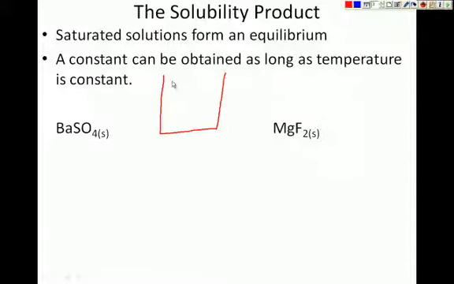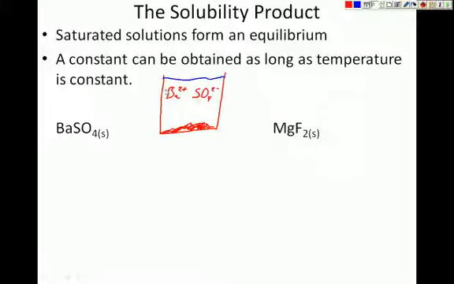In this aqueous solution, let's take a look at barium sulfate. So we have some solid barium sulfate sitting on the bottom, and this has formed a saturated solution. The solution is completely full of barium ions and sulfate ions.